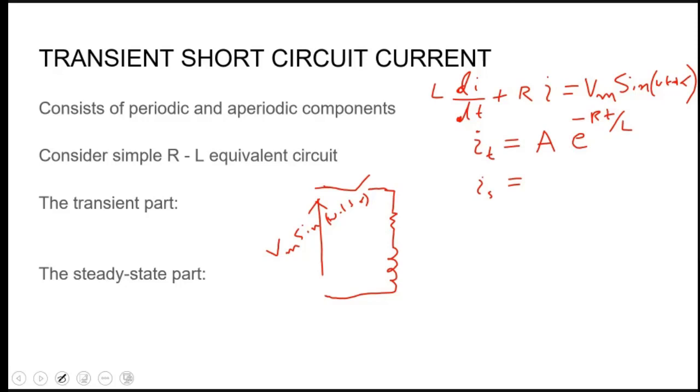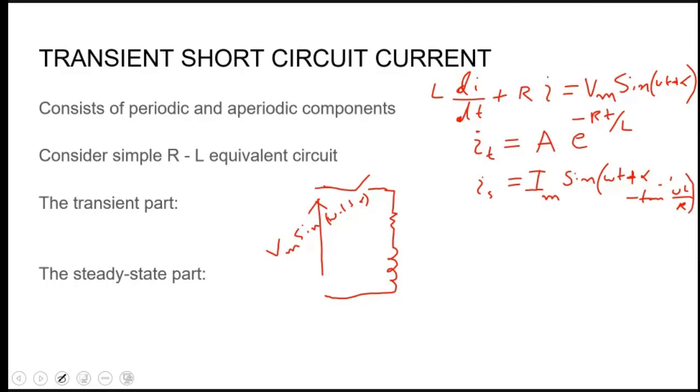Now, the steady state current is Vm upon Z sin omega t plus alpha minus theta, where theta is tan inverse omega L by R. So the exact steady state current will be some Im, the maximum steady state current, sin of omega t plus alpha minus tan inverse omega L by R. So this is how the exact equation will be.